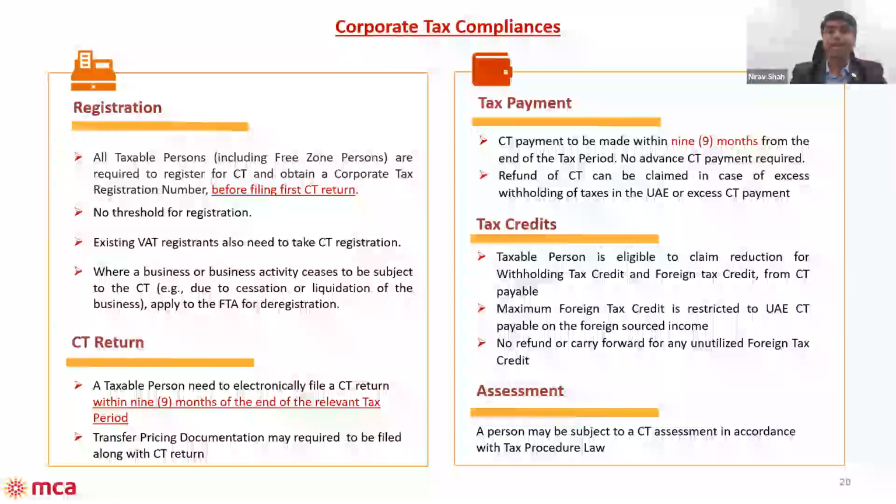So for example, I've paid 10 as a foreign tax in the UK, and in the UAE, on the same income, I'm subject to tax at 9. Then I can claim credit only up to 9. That balance amount cannot be claimed as a foreign tax credit, neither can it be claimed as a refund.